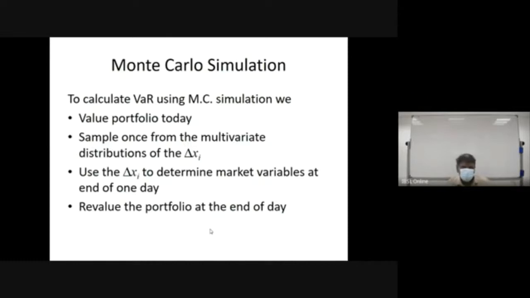So what we do is, to calculate VaR using Monte Carlo simulation, we value the portfolio today. Basically we get the value of the portfolio today, and sample once from the multivariate distribution of the change in the variables. Use the change in return to determine market variables at the end of one day. So you take a particular day, then you forecast using a multivariate distribution function for the return at the end of one day, and you can do it for many other days, 2 days, 3 days, whatever, and then revalue the portfolio at the end of the day. You will understand when we do a question. So that's what we do in the Monte Carlo simulation.